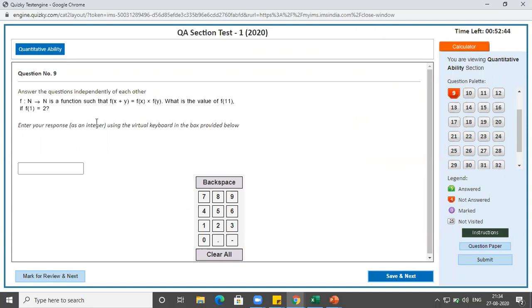Answer the questions independently of each other. We have done like 5 questions in 8 minutes. Answer the questions independent of each other. N is a function of... What is the value of? There are not many numbers, but the logic is given such that f(x + y) is equal to f(x) into f(y). What is the value of f(11) if f(1) is equal to 2?